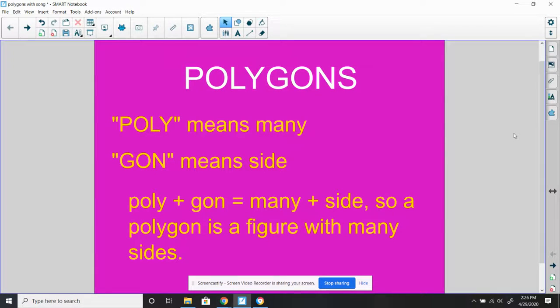All right, let's start getting into the actual shapes in geometry. Today we're going to talk about polygons. Poly means many and gon means side. So if you take poly plus gon, that's many plus side. So a polygon is a figure with many sides.